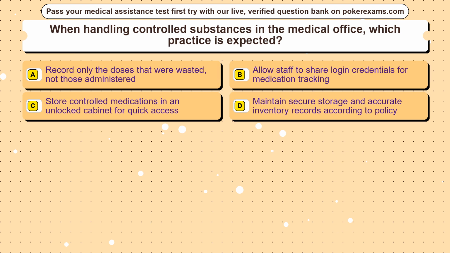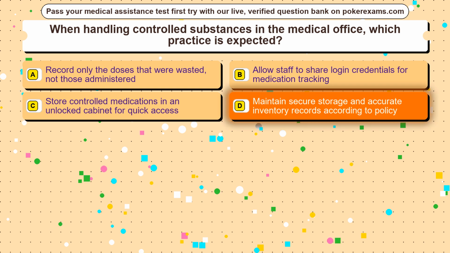Question 60. When handling controlled substances in the medical office, which practice is expected? Option A, record only the doses that were wasted, not those administered. Option B, allow staff to share login credentials for medication tracking. Option C, store controlled medications in an unlocked cabinet for quick access. Option D, maintain secure storage and accurate inventory records according to policy.